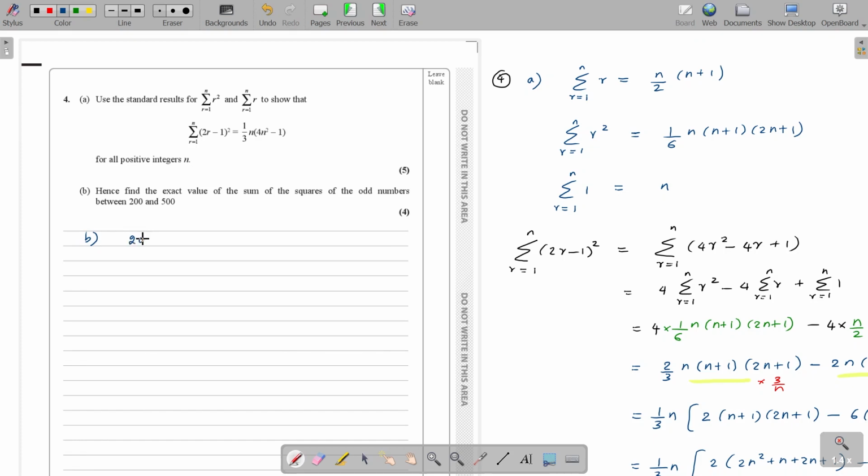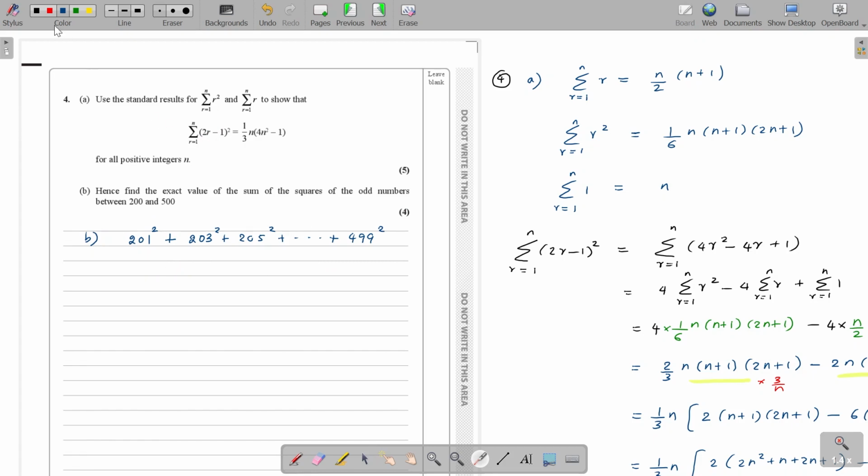201. You are supposed to square it. Sum means to add. And the next odd number? 203, 205. You have to keep taking the sum of the squares until which number? So we have 500, I mean between 200 and 500, so it's 499 whole thing square. So you need to get the sum of these squares by using the help of part A. So I think you can see now you need to decide what R values we are going to use here to calculate this. What R values do you need to use to calculate this?